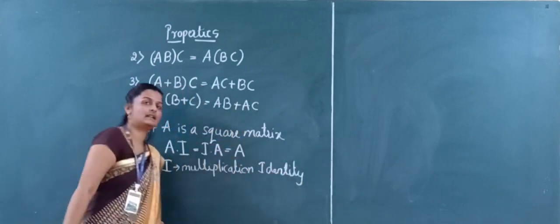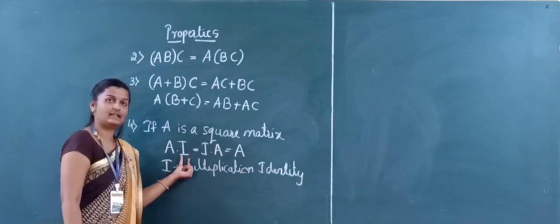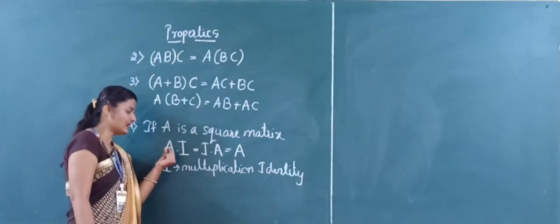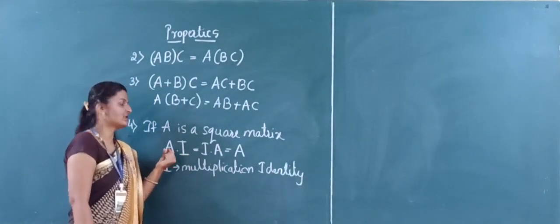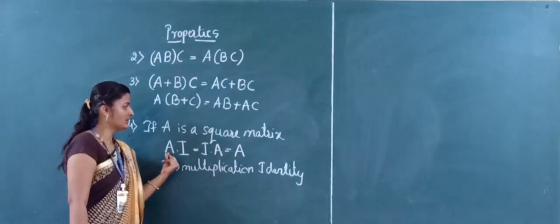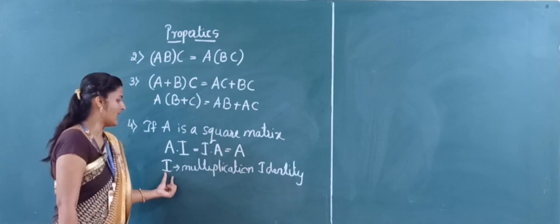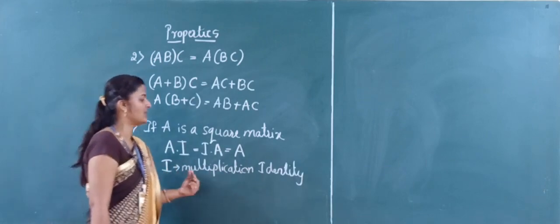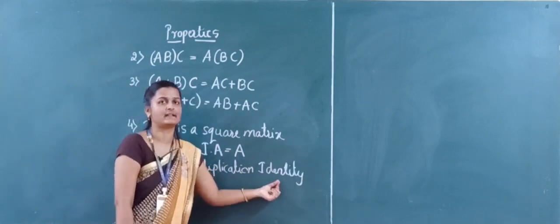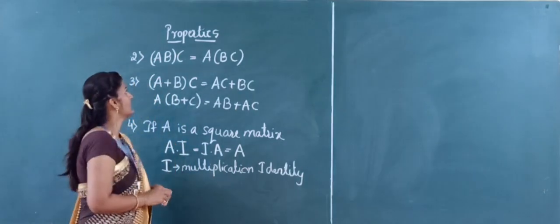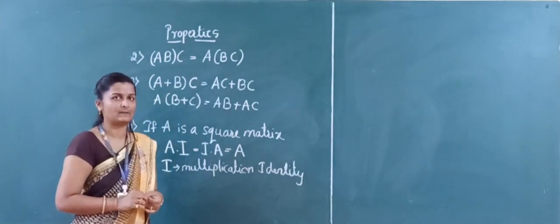So if we multiply I, that is the identity matrix, to any matrix of the same order, then you will always get the same matrix only. So that's why our I, the identity matrix, is known as the multiplication identity of matrix multiplication. So these are the properties of matrix multiplication.